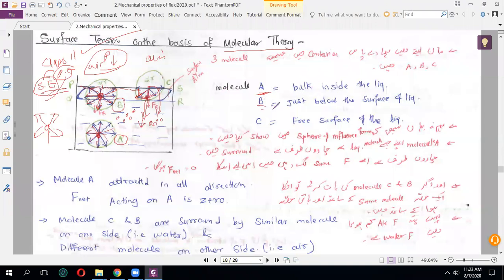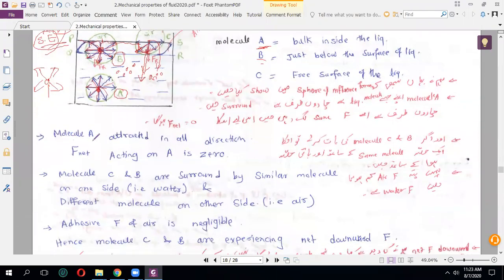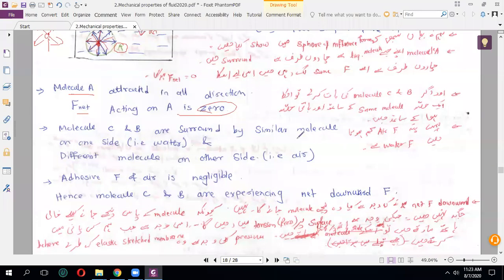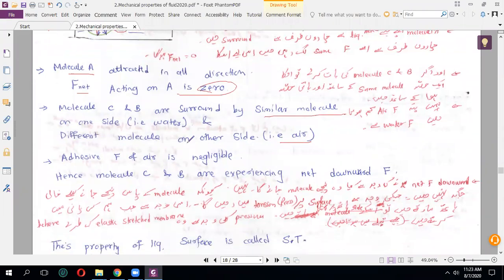So we have done this part, A, B, C. What is A, B, C? Molecule A attracts in all directions. We see the attraction, so their net force is 0 because in each direction the force is the same. But for molecules B and C, the force of attraction is not the same. And why is their force not the same? Because half part is present in air and half part is present in the depth inside the liquid.